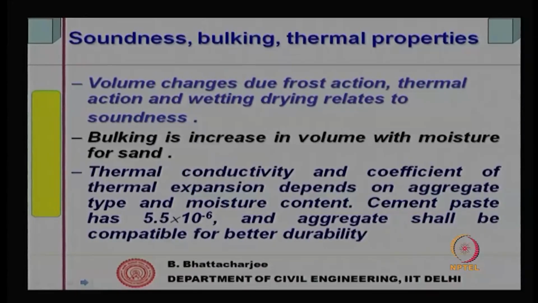So, you have to add a correction in terms of volume. Since you do mass basis, these are all not required and you always consider the aggregate in SSD condition. So, this issue is not so relevant.